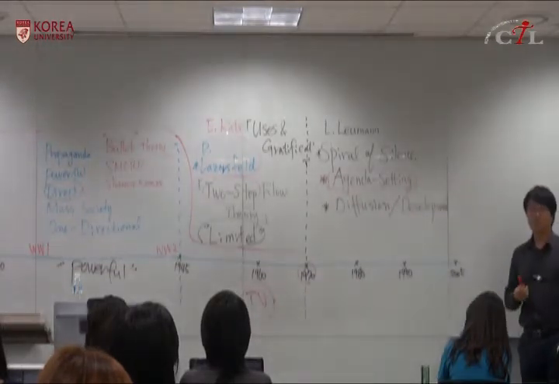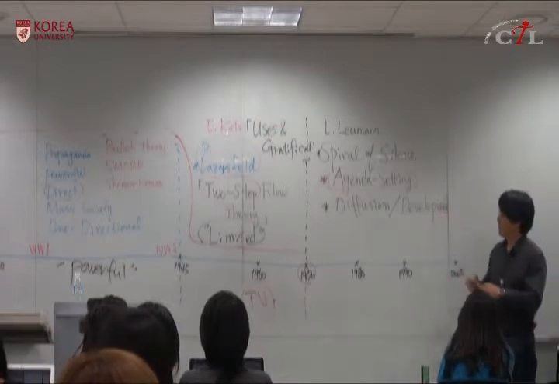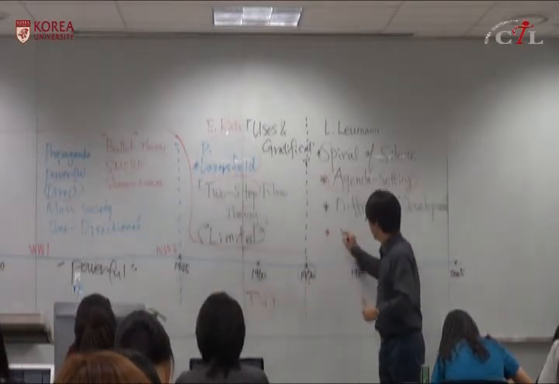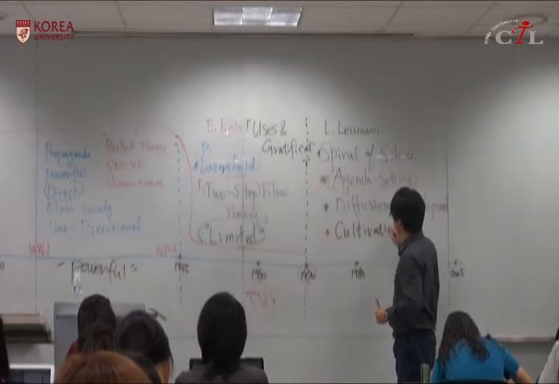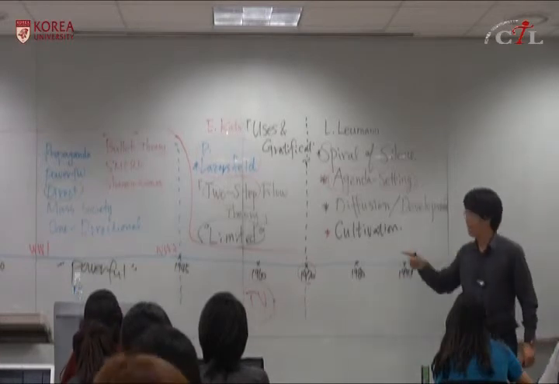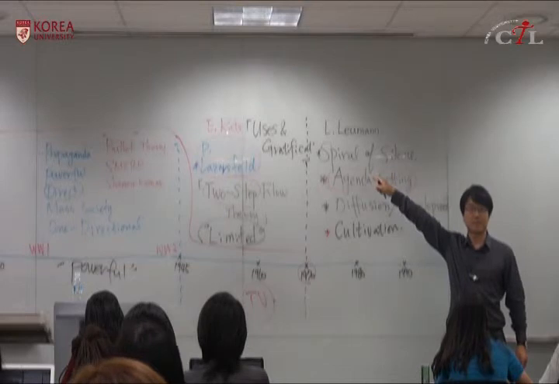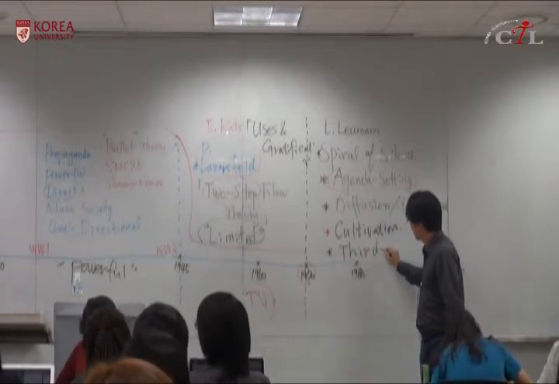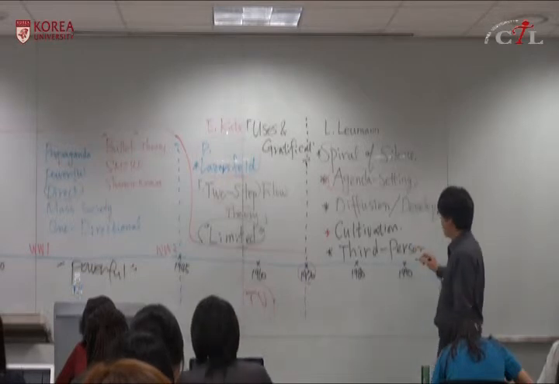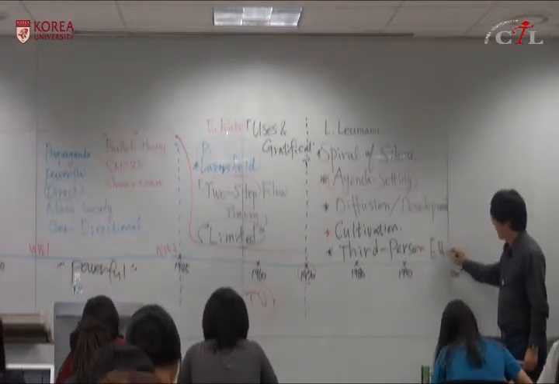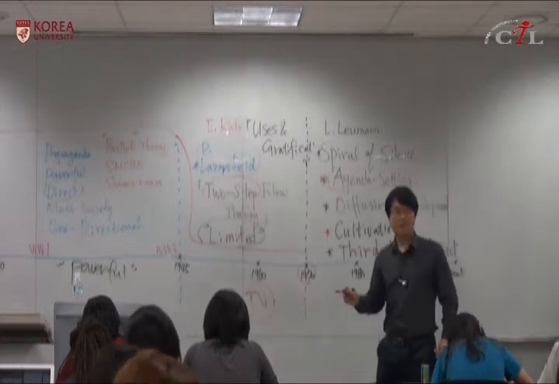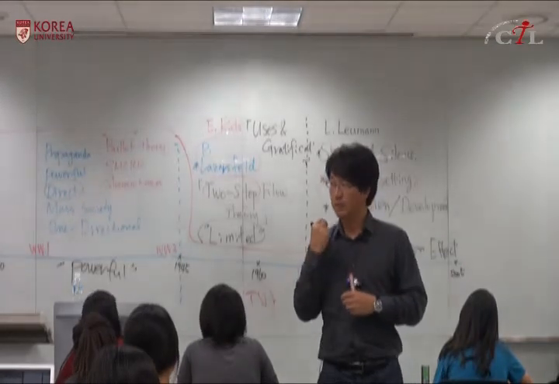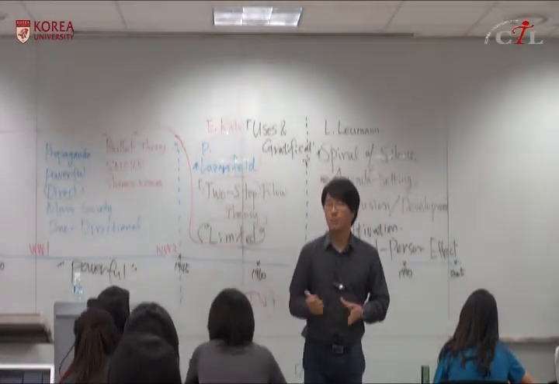Agenda setting is a very important 1972 theory, along with diffusion, development, and cultivation. I don't know how many of you know cultivation theory, another important communication theory. So I teach cultivation, diffusion, agenda setting, spiral of silence, and one more thing, third person effects theory. You may not be familiar with these new terms, but just note and memorize the important names of the theories today.